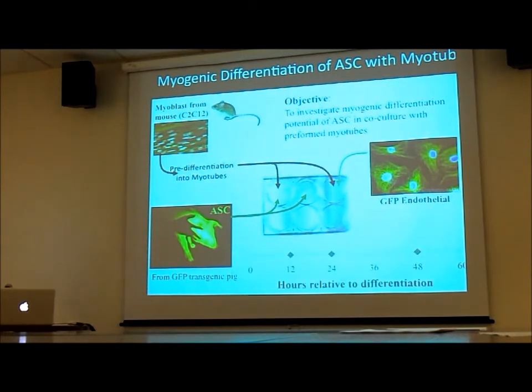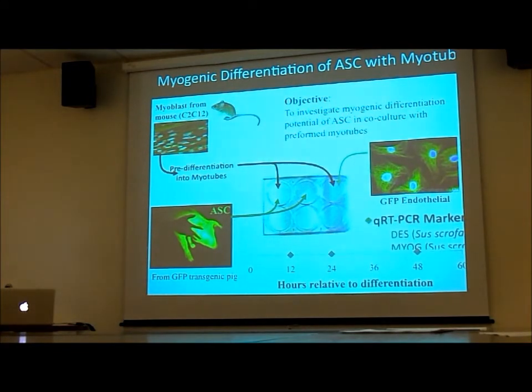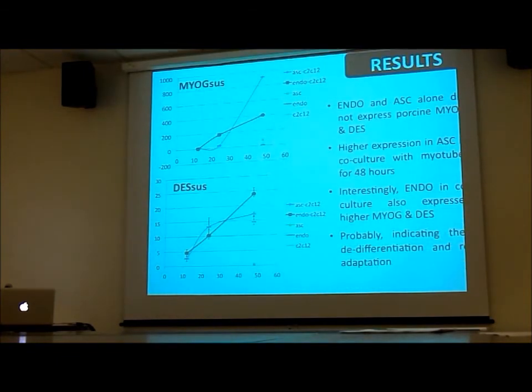I did three time points, after 12 hours, 24 and 48 hours, and extracted RNA and did qPCR studies. And I used desmin and myogenin, which are muscle-specific markers, as markers for qPCR. So here are my results.